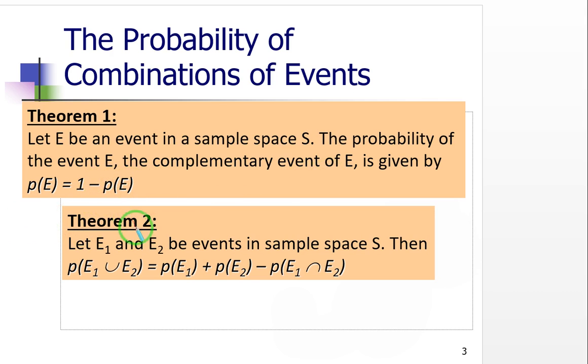Come to the other one, theorem number 2. Let E1 and E2 be events in a sample space. Like we have one sample space and two different events, E1 and E2. Then we can say the probability of event 1 union event 2 is always equal to the probability of E1 plus the probability of E2 minus the probability of E1 intersection E2. This is basically a formula that we can use. Later on you will see an example of how we can use it.